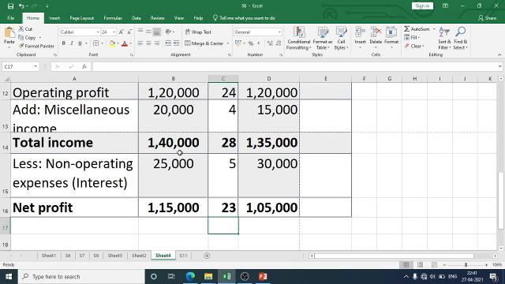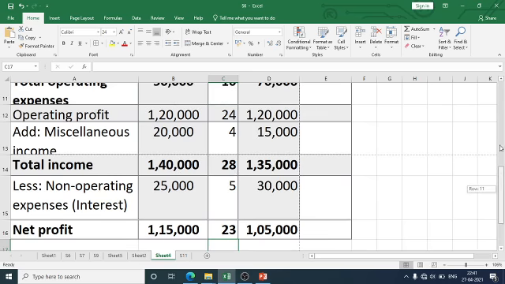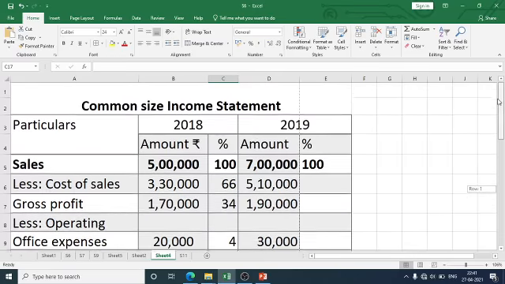If suppose 100% is sales, if you sell 100 rupees, so you will get 23 rupees as the net profit. So for every 100 rupees, you will get 23 rupees as net profit. So this is the beauty of the common size income statement.